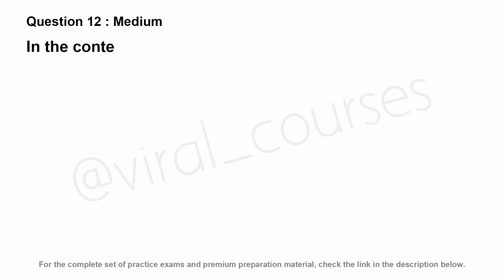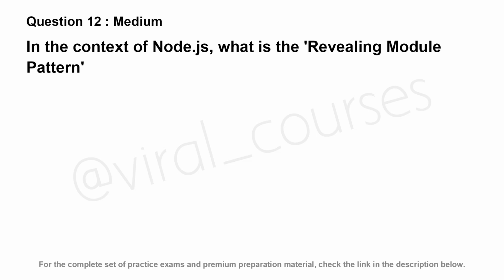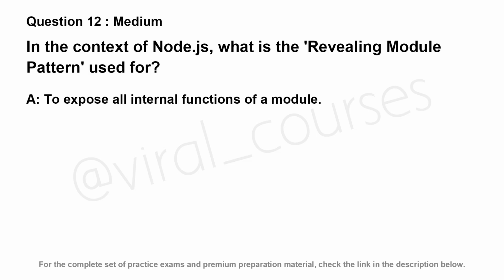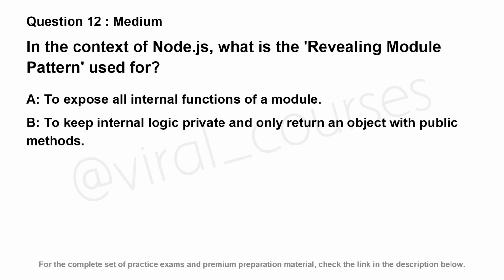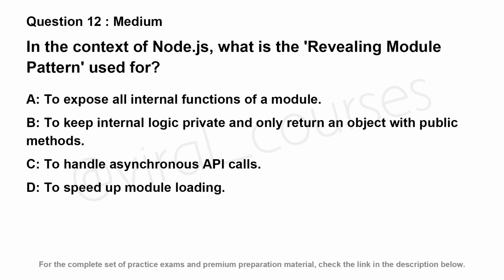In the context of Node.js, what is the revealing module pattern used for? Option A. To expose all internal functions of a module. Option B. To keep internal logic private and only return an object with public methods. Option C. To handle asynchronous API calls. Option D. To speed up module loading.